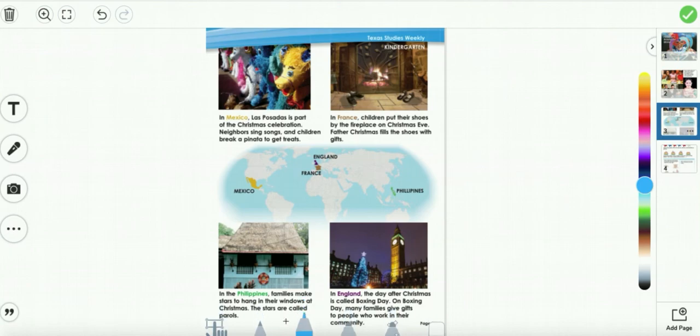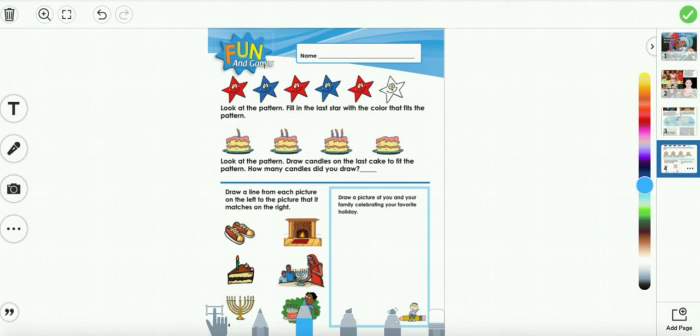In the Philippines, families make stars to hang in their windows at Christmas. The stars are called parols. In England, the day after Christmas is called Boxing Day. On Boxing Day, many families give gifts to people who work in their community. And we have a picture of where the Philippines is located on the globe. The last page, fun and games. Look at the pattern. Fill in the last star with the color that fits the pattern.